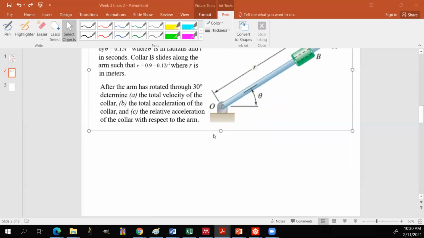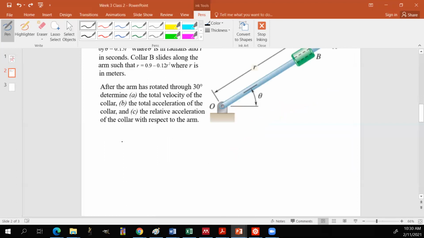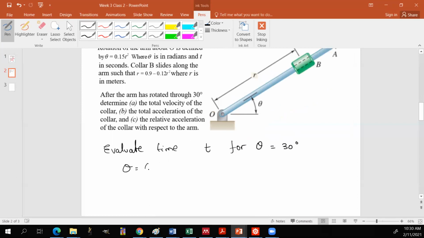So the first step is to find the time t for theta equals 30 degrees, right? So theta is equal to, what's the function? 0.15 t squared, like that, right? But remember that this is in radians, so you'll have to convert 30 degrees into radians. So how many radians in 30 degrees?